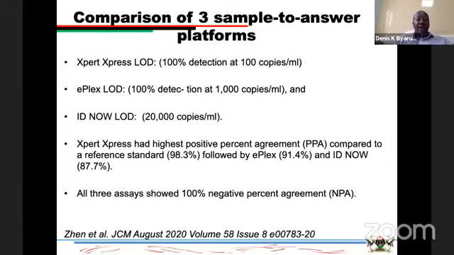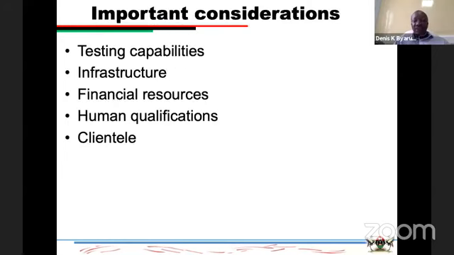And this is why different countries are now working towards developing harmonized testing algorithms to make sure that they can provide an algorithm that is going to take care of all these different levels of sensitivity. Finally, while setting up these labs, you need to take into consideration a couple of things. You need to look at the testing capabilities, how much samples you are going to be able to handle. You must consider the infrastructure, the financial resources, the human qualifications, as well as the type of clientele that you are going to be dealing with.